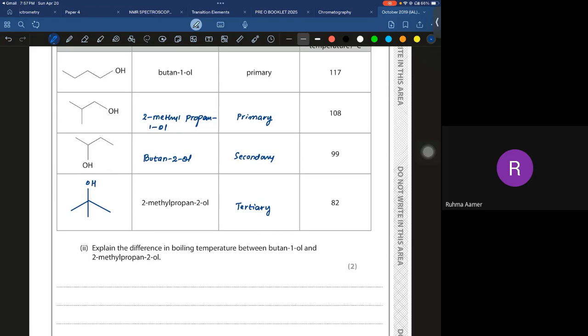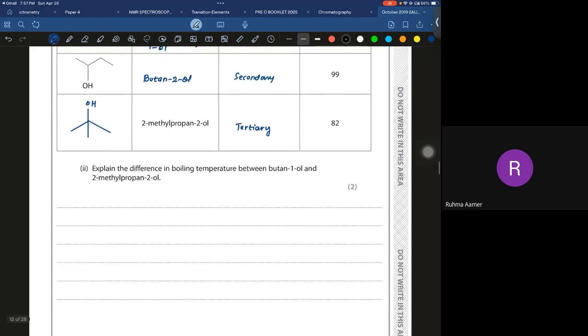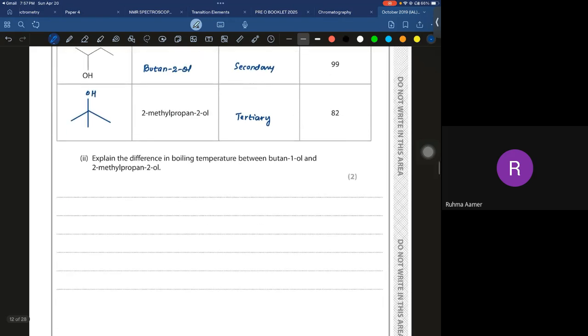So I'm supposed to write that butan-1-ol is having a long chain which can pack more tightly.